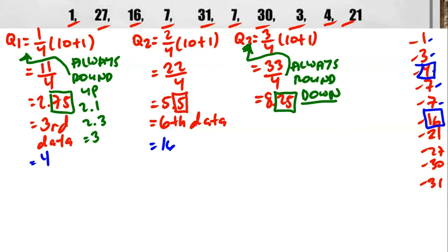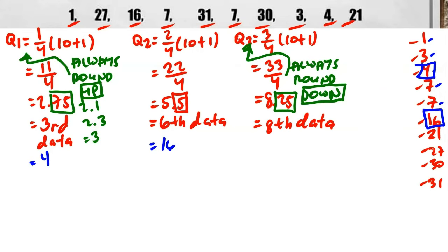Okay? Dito sa Q1, always round up. Dito sa Q3, always round down. Pero dito sa Q2 natin, i-adapt nyo lang yung estimation rule natin. For example, pag mas mababa sa 4, wag magdadagdag. Pag mas mataas sa 5, magdadagdag. So, pag meron tayong 8.25, ang sagot na natin dito ay yung pang 8 na data.